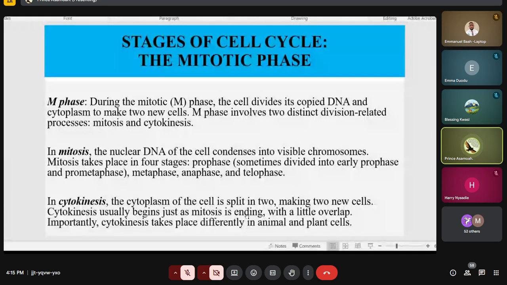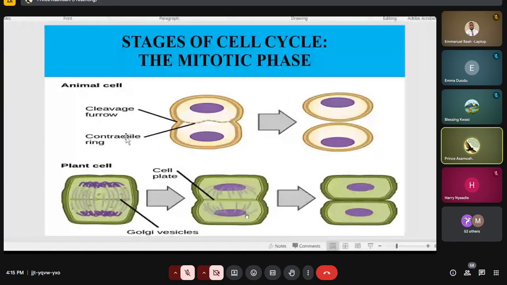Now let's look at a diagram to understand. This is for an animal cell, this is the cleavage stage, mitotic phase, where it eventually splits up so that you can get 2 new cells from the parent cell. So 2 daughter cells. This is a plant cell, so that's okay.